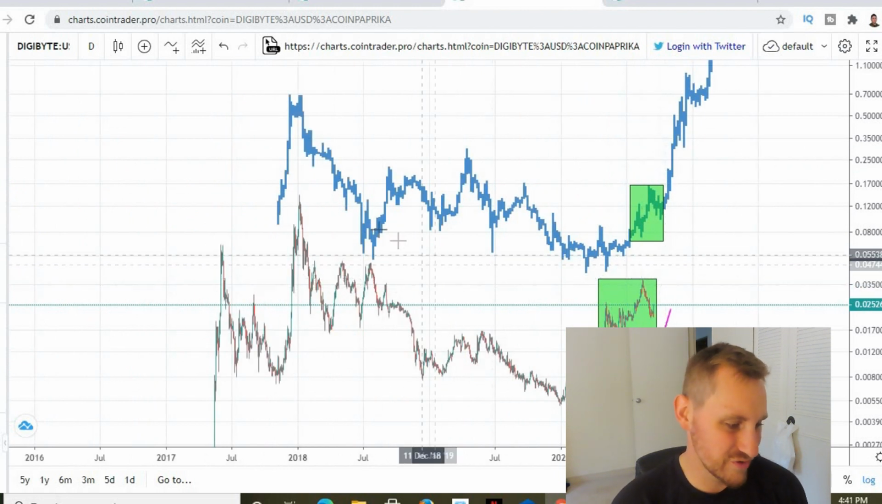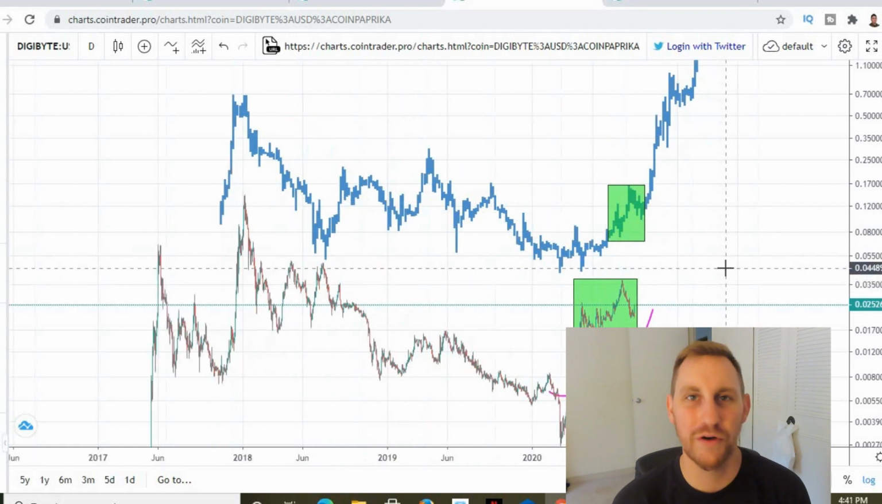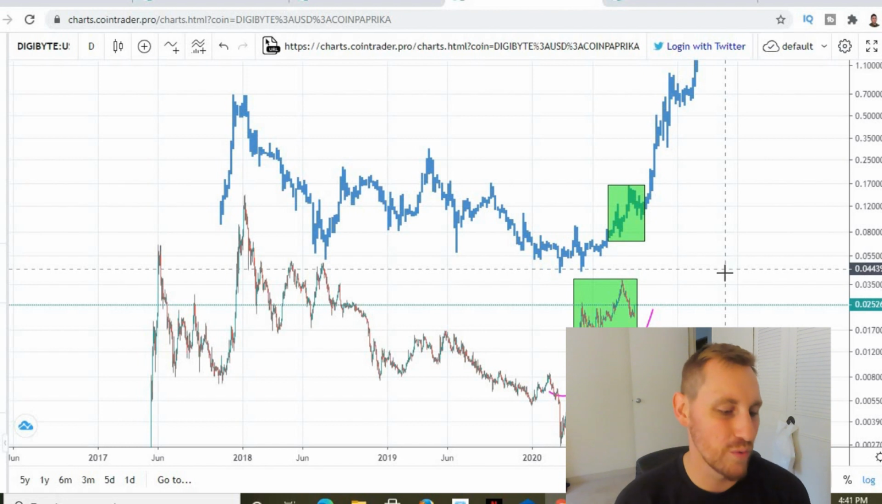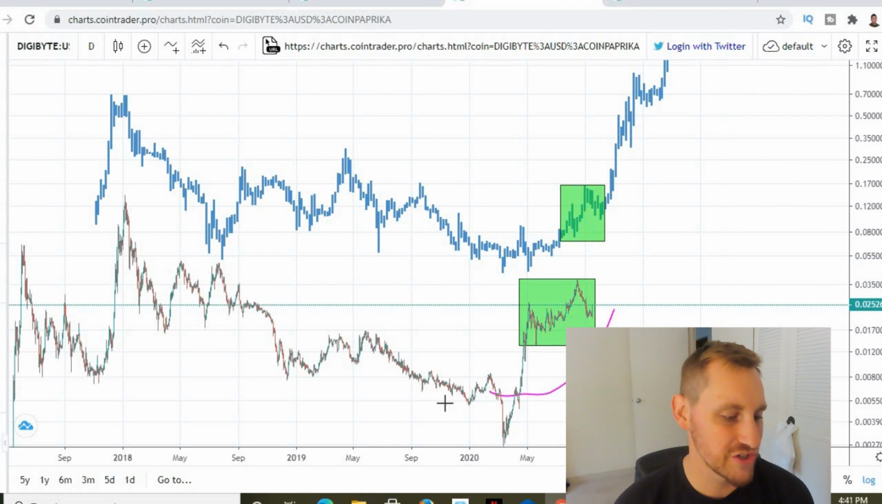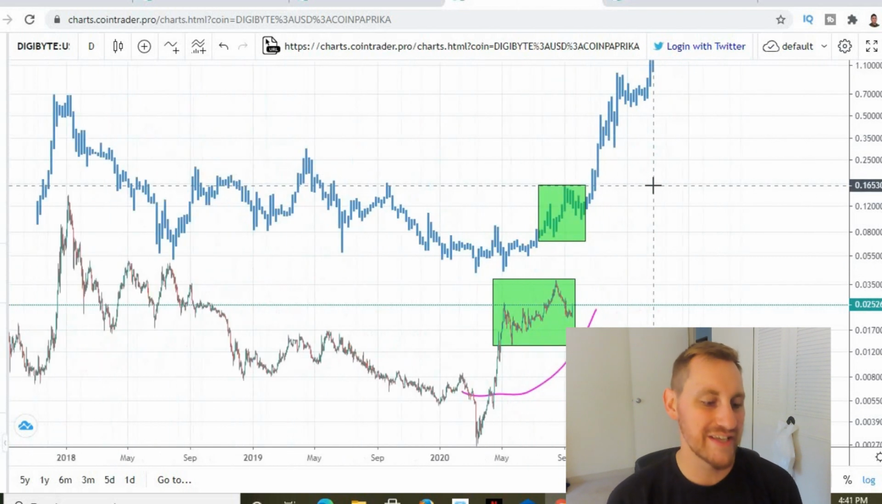It's got maybe 2-3 more resistances before it reaches price discovery. And you know what these altcoins do once they blow past price discovery, right? We've seen Chainlink do it. We've seen Polkadot do it. We've seen all these altcoins 10x as soon as they break their old all-time highs in price discovery, right? Because no one knows once it gets to price discovery how high it's going to go. So this is just an example of what I'm seeing in the next few weeks.